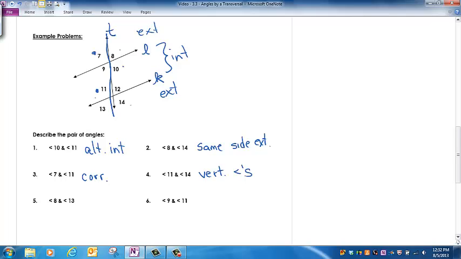Okay, two more. Angle 8 and angle 13. They're outside the lines, so exterior, on different sides, we'll call that alternate exterior. And finally, 9 and 11, they're both inside, so interior, and they're on the same side. Same side interior.